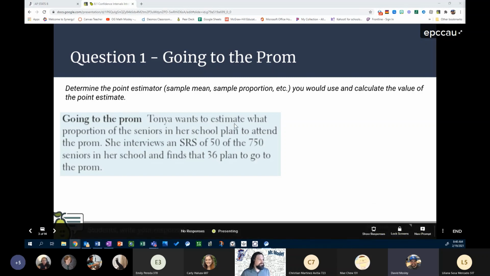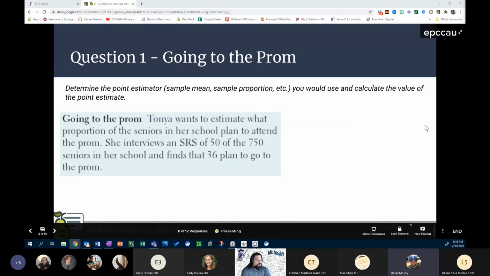Right? And we have the following context. Tanya wants to estimate what proportion of the seniors in her school plan to attend the prom. She interviews an SRS of 50 of the 750 seniors in her school and finds that 36 plan to go to the prom. Okay, so we're using this context to determine what's our estimator and what's its estimate. What's the value of it?